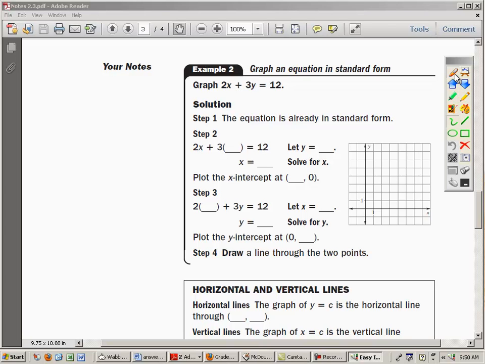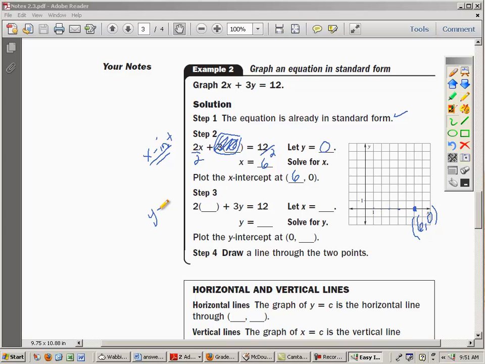If I want to graph the equation 2x plus 3y equals 12, step 1, it's already in standard form, so we're good there. To find the x-intercept, if you're looking at your steps from up above, we set y equal to 0. And so this equation becomes 2x plus 3 times 0 equals 12, and 3 times 0 is just 0. So to solve this equation, we divide both sides by 2, and so x is equal to 6. So we're going to plot the intercept at the point (6, 0). 1, 2, 3, 4, 5, 6. And there's the point (6, 0). So we've now found our x-intercept.